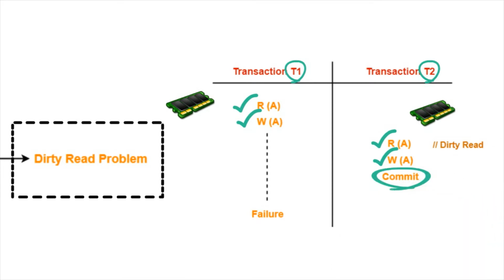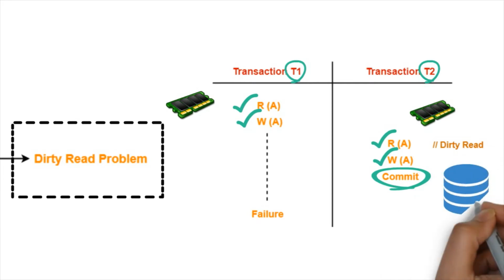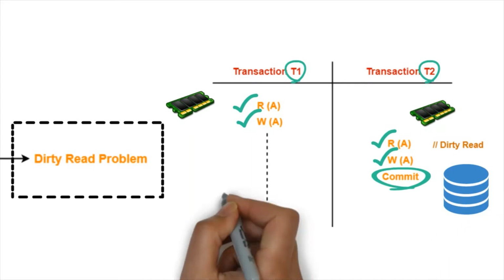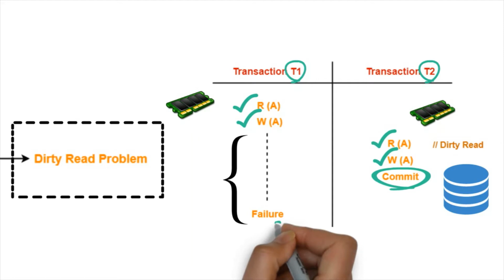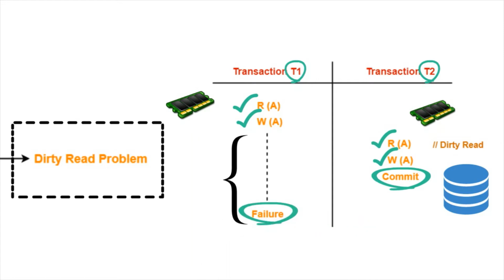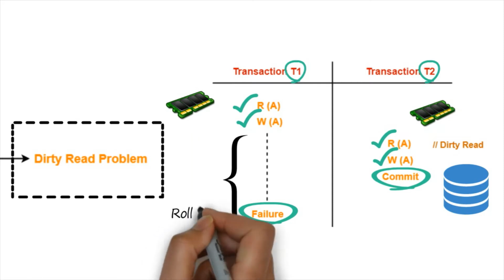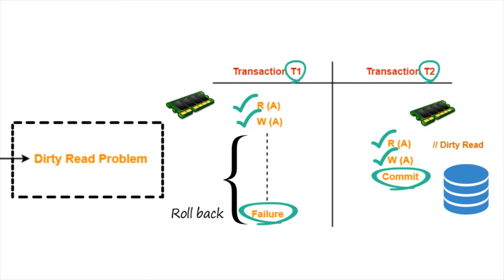So what do we mean by commit? Commit means whatever changes are made by the transaction T2 are stored in the database, that is, in the hard disk. And now try to understand that at this point transaction T1 fails. After failure, the transaction has to perform rollback, meaning whatever changes are made by the transaction should be undone. So now we have to understand what is the problem in this example.